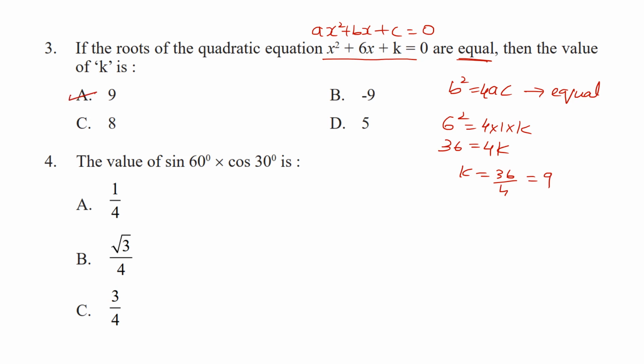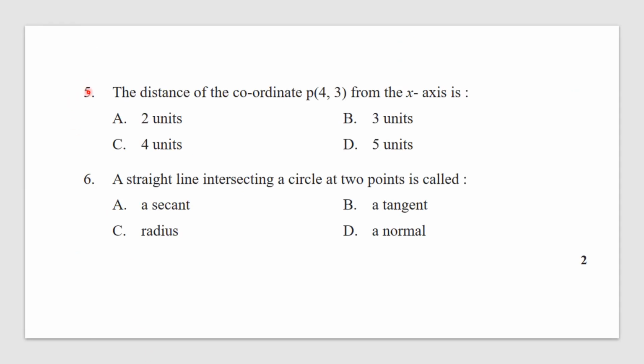Okay, next we'll move on with the fourth question. They have given the value of sin 60 into cos 30. Just substitute the value. What is sin 60? Sin 60 is root 3 by 2 and cos 30 is root 3 by 2. Correct? So root 3 into root 3 is 3 divided by 2 2s are 4. The option is C.